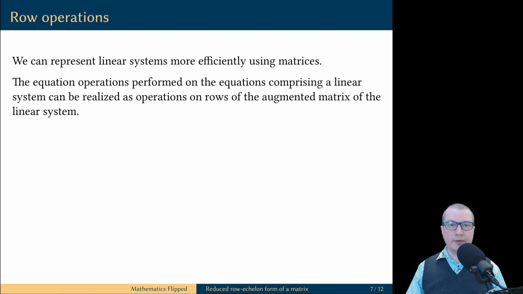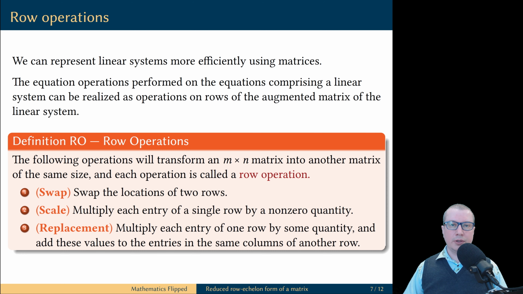These are called row operations. There are three types of row operations, and they are derived from the corresponding equation operations. Operation swap allows you to swap the location of two rows of a matrix. In a scale operation, you multiply every entry in one given row by the same non-zero quantity.